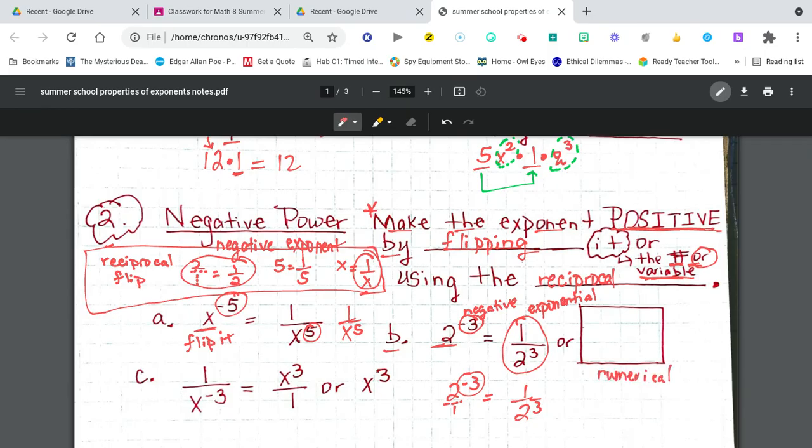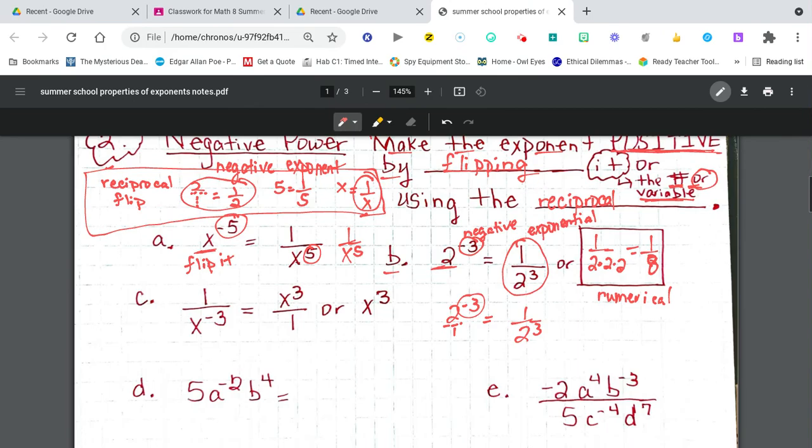To write it as a numerical expression, you're going to write 1 over, and 2 to the third power is 2 times 2 times 2. Basically, I get 1 over 8. That's my answer as a numerical answer. That means three 2s. 2 times 2 is 4, and 4 times 2 is 8.